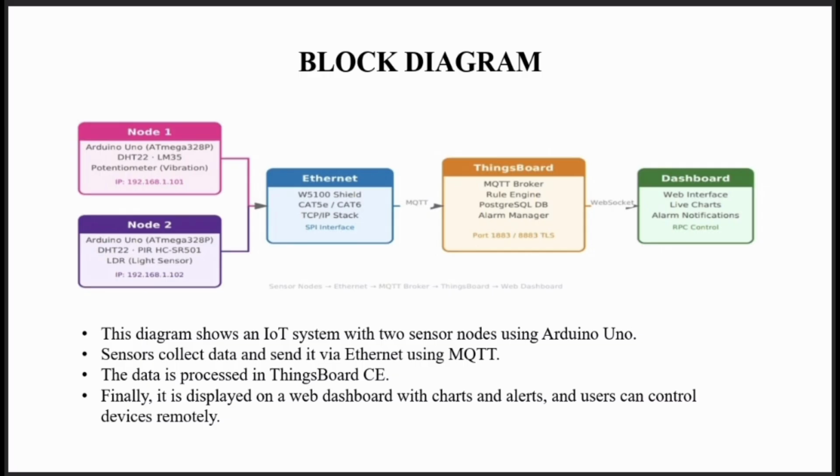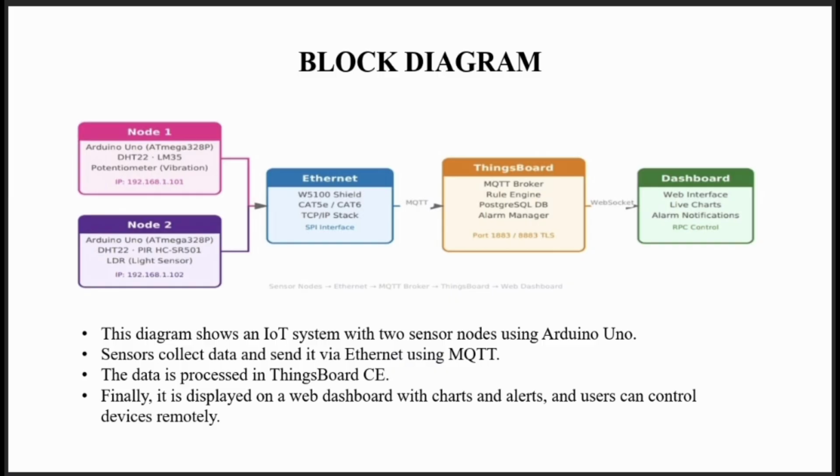This diagram represents an IoT based monitoring system where multiple sensor nodes collect environmental data and send it to a cloud platform using the MQTT protocol. The data is then visualized on a dashboard. Node 1 consists of Arduino Uno connected with sensors like DHT22 for temperature and humidity, LM35 for temperature and a potentiometer to detect vibration. It has an IP address and continuously collects the environmental data.